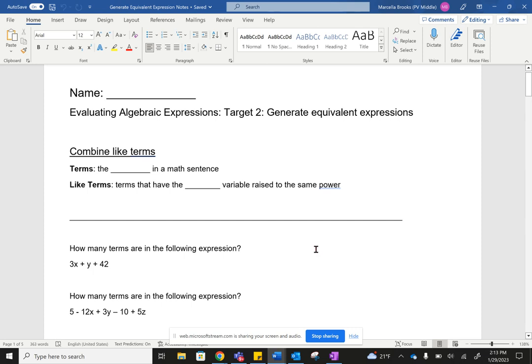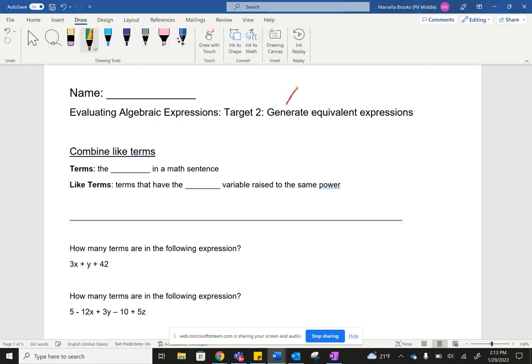Evaluating algebraic expressions, target 2, we are going to generate equivalent expressions. Okay, so let's figure out what generate means. Let's write that down real quick. Generate means to make. Maybe I'll put it over here. It means to make.